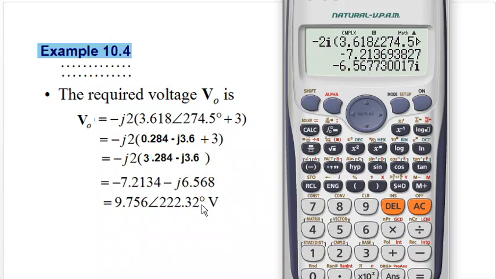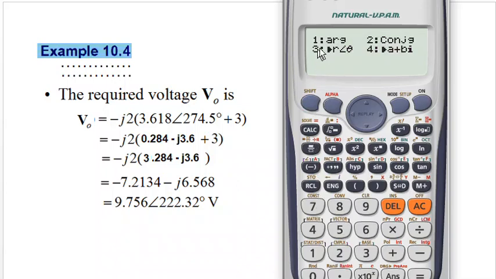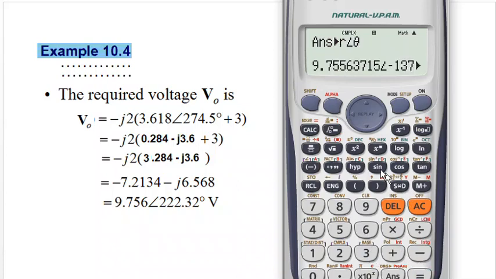Now to convert it into polar, you can again press shift complex, and for polar 3, yes, equal sign, and SD again 2. So 9.75 angle 137. Now here the angle is 222. It is the same. Minus 135 is actually 222. If you just add 360 to this, you will get this answer.